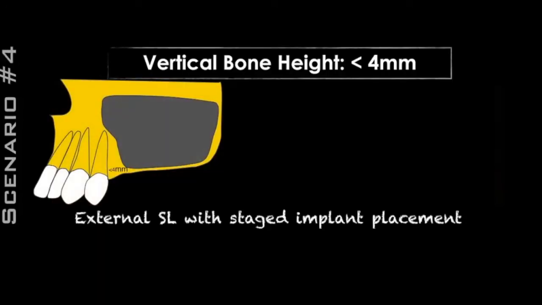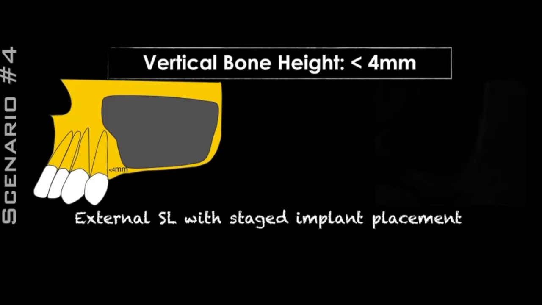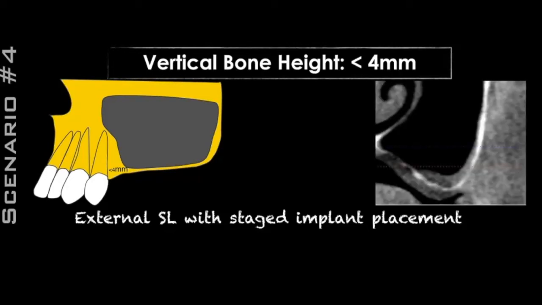So the last scenario, scenario number 4, is when we have a vertical bone height of less than 4 millimeters. Actually, the only difference between scenario 3, the one we reviewed before, and this one is that in the scenario before, we have enough native bone to stabilize the implants and place them simultaneously with the sinus elevation procedure. Whereas in scenario number 4, the vertical bone height is less than 4 millimeters, and therefore we'll be forced to do the sinus elevation prior to bone implant placement.